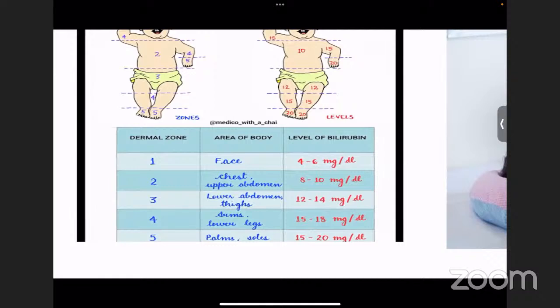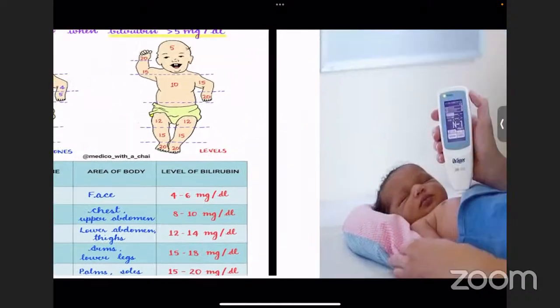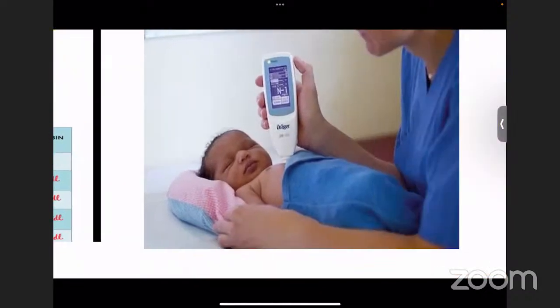This is more non-specific. It's more subjective. One time I can see and I will say it is 10. For you, it may look like it's up to the chest or upper abdomen. For me, I will say it's the lower abdomen. So it is very subjective. So if you want treatment or for any pathological jaundice, then go for either TCB or TSB. This is the TCB, transcutaneous bilirubinometer.